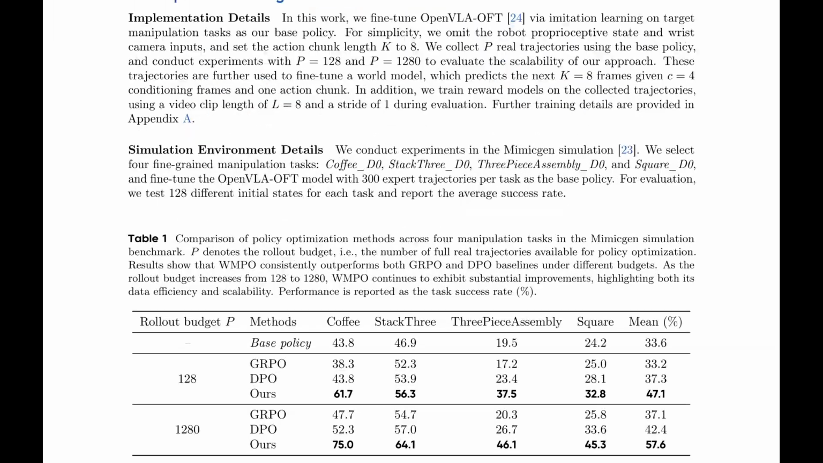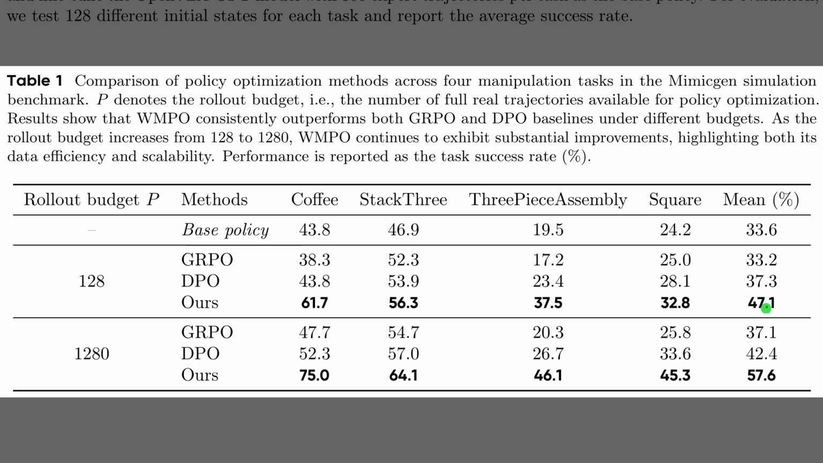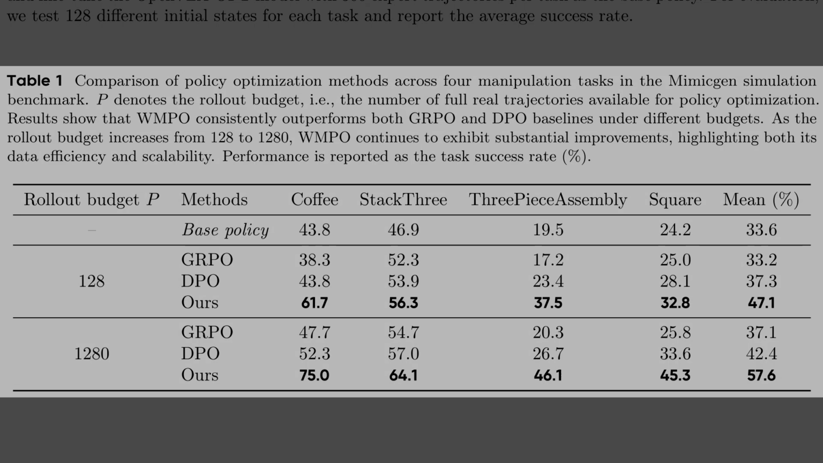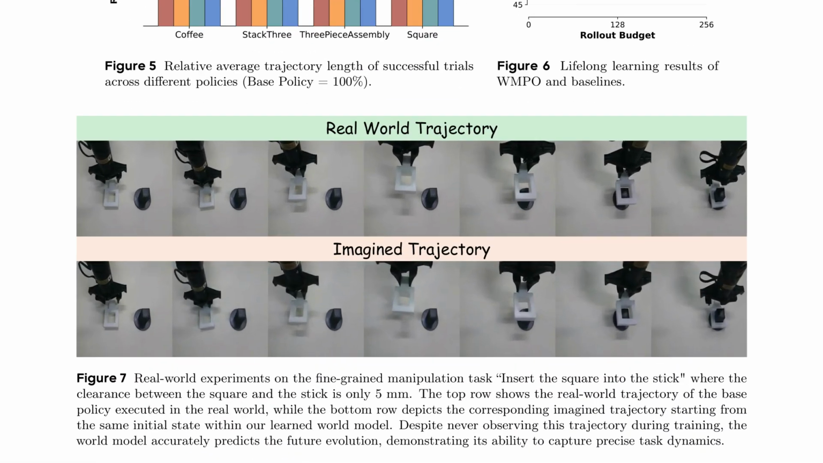So, Table 1 compares policy optimization across 4 manipulation tasks and shows consistent gains. With a rollout budget of 128, the method reaches a mean success of 47%, beating GRPO and DPO. The base policy averages 34%, which indicates substantial headroom. With a larger budget of 1280, performance climbs to 58%, showing strong scalability. Across tasks, the bold entries for coffee, stack 3, 3-piece assembly, and square favor the same method, so improvements hold broadly. So Table 1 showed steady gains.